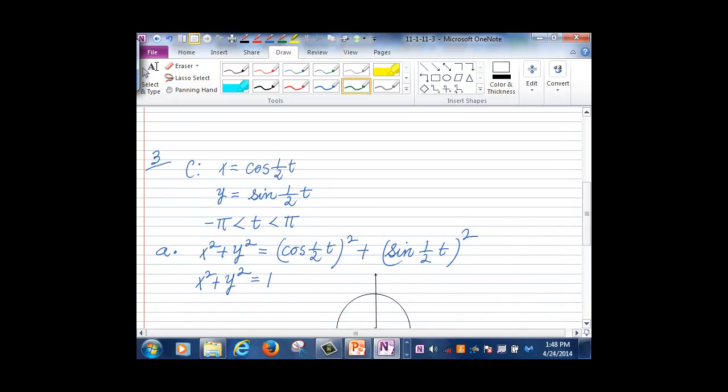Everybody is okay with that, because when t is between negative pi and 0, half t would be between negative pi over 2 and 0, and in that interval, sine of half t is increasing from negative 1 to 0. Cosine of half t is going from 0 to 1, right? Everybody is okay with that.